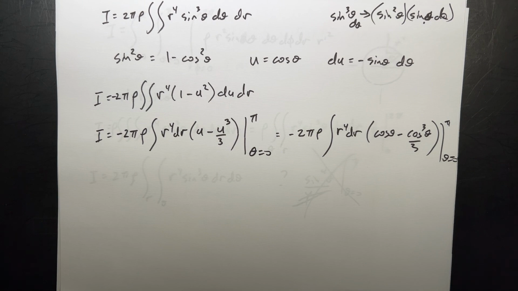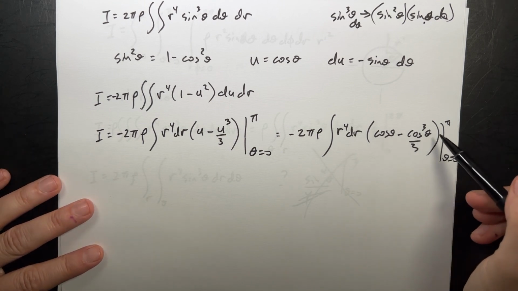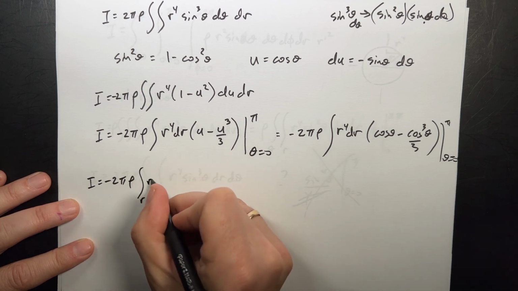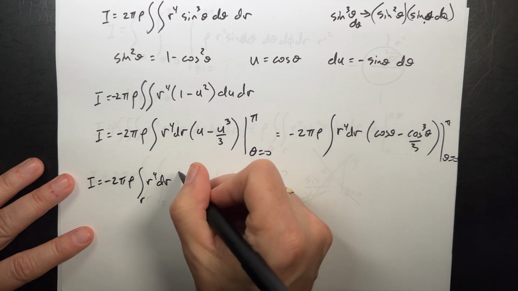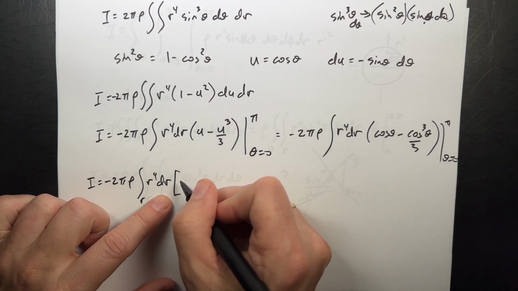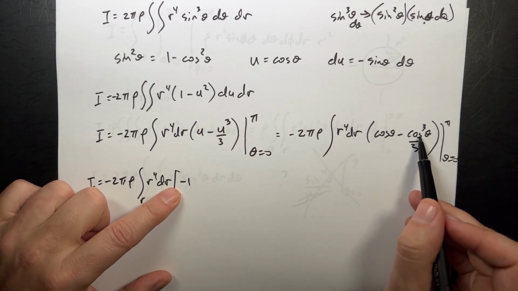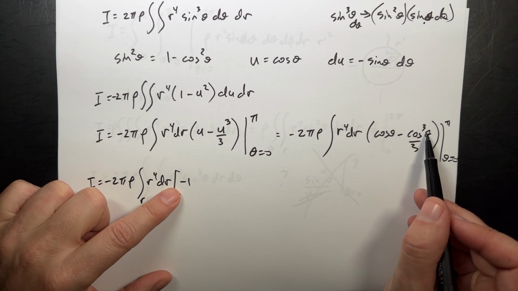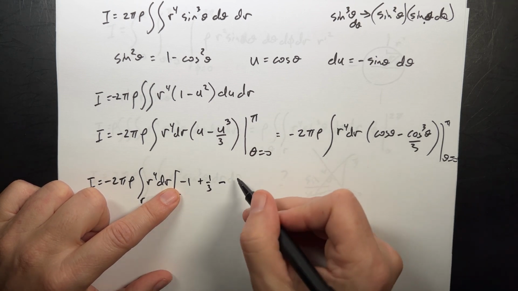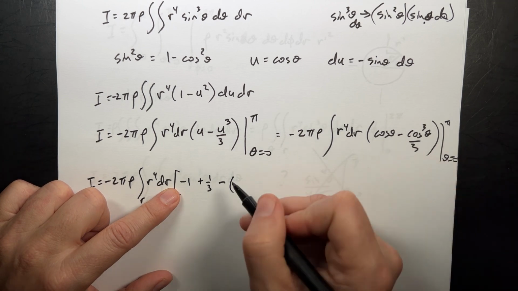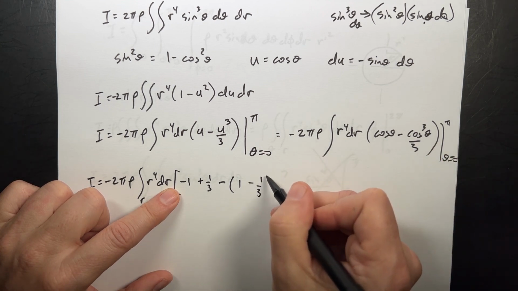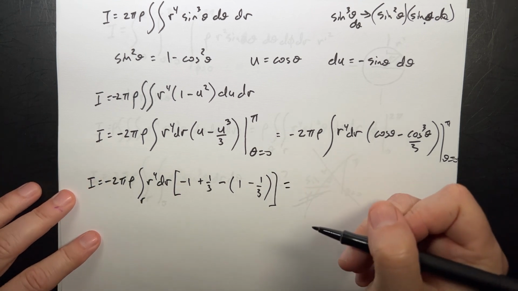Okay, so I guess we just start plugging stuff in, right? Because I need to do it at pi and then at 0. So I'm going to put negative 2 pi rho, the integral over r to the 4th dr. I'm trying to be very careful here because I know that I'm going to make a mistake. So I'm going to put in cosine theta at pi. Cosine of pi is negative 1, and negative 1 cubed is still negative 1. So I'm going to get plus 1/3. And then minus, I'm going to put in cosine of 0, which is 1, and then this is also 1 minus 1/3 in parentheses. I know that's messy. It's not messy, it's just confusing.